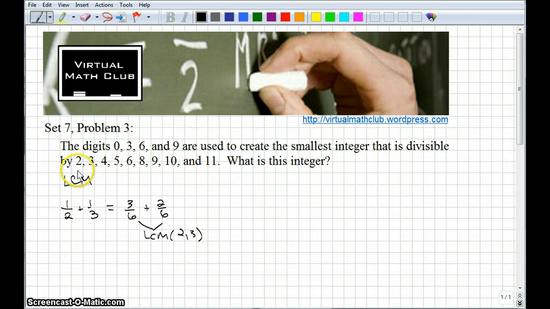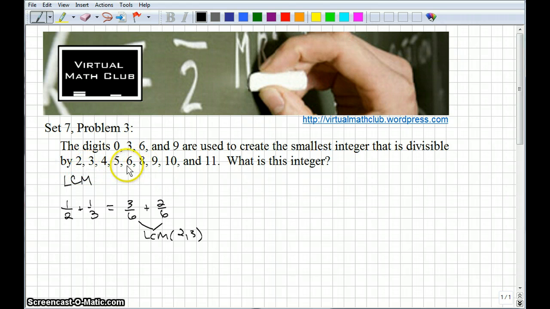So if a number is divisible by 2, it ends in an even number. If it's divisible by 3, the digits add up to a multiple of 3. If a number is divisible by 4, then you can look at the last 2 digits of the number, and if that is divisible by 4, then the whole thing is divisible by 4. If it's divisible by 5, it ends in a 5 or a 0, right? If it's divisible by 6, then it's divisible by 2 and 3.